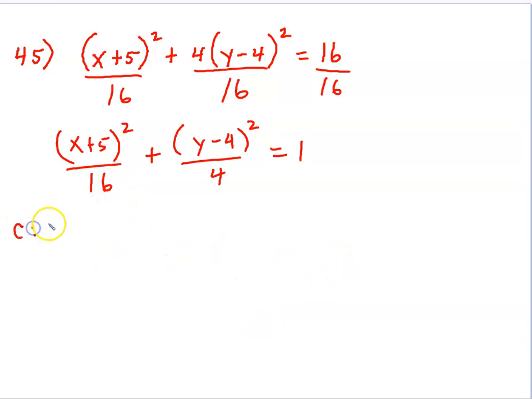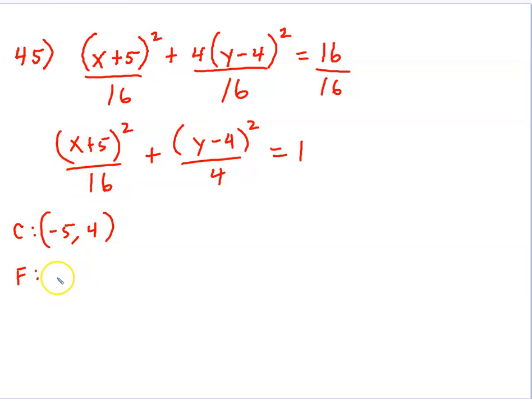All right, and so the center, again, the x-coordinate will be negative 5. The y-coordinate will be positive 4. For the focal points, we need to find out how far away it is from the center to each of the focal points. And for this problem, it's going to be a wide ellipse. Notice that x squared has a bigger denominator, so the major axis is going to be horizontal.